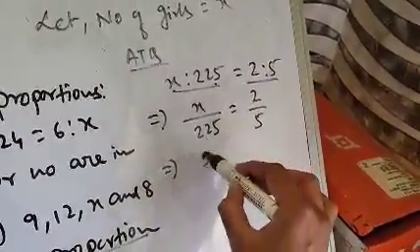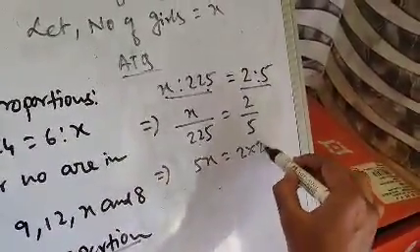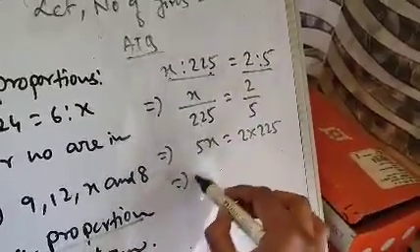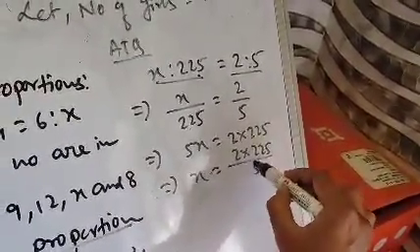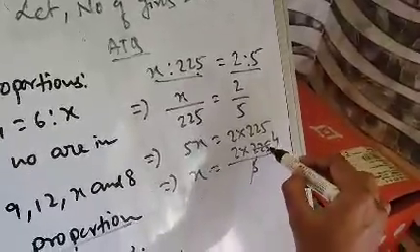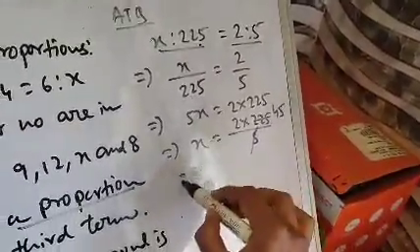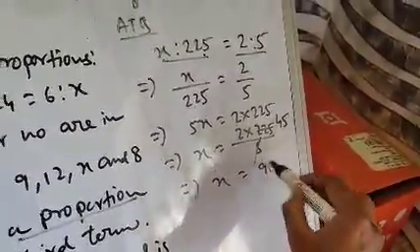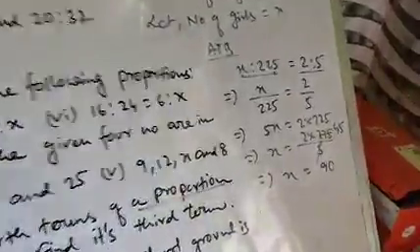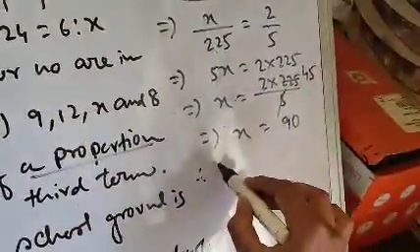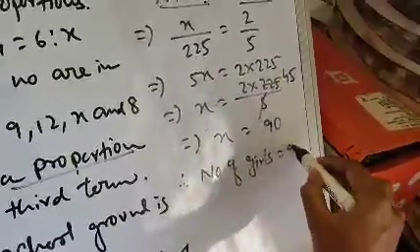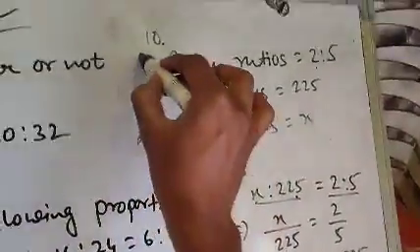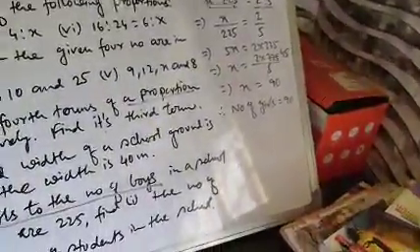Now cross multiply: 5x equal to 2 into 225. Therefore x will be 2 into 225 by 5. 5 4s are 20, 5 5s are 25. So x will be equal to 90. Therefore number of girls equal to 90. This is the answer of the first part.